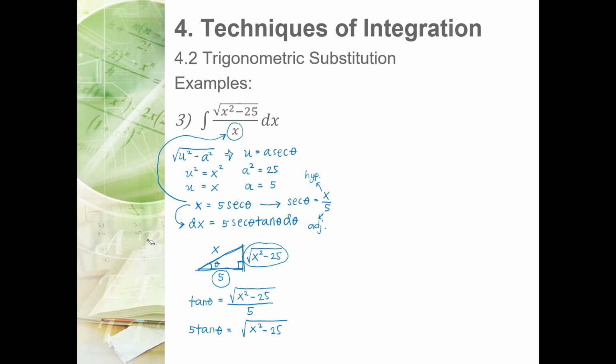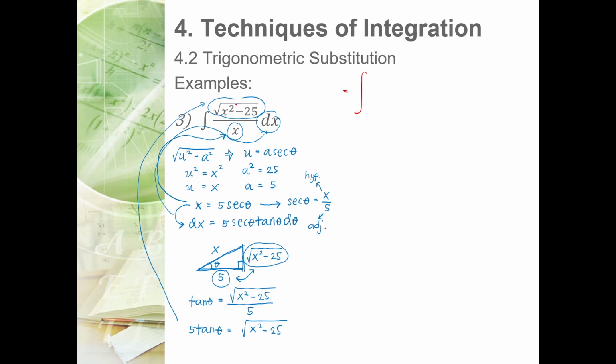So that is the rule, made simple. Once you finish creating the right triangle, always pair them up with the constant. Then get the trigonometric function. So the square root of x squared minus 25 is 5 tangent theta, and your dx is 5 secant theta tangent theta d theta. So we're done with the trigonometric substitution part. Let's go to the integration process.